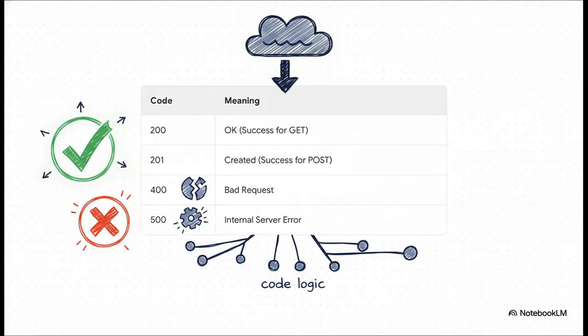Whenever an external system responds, it sends back something called a status code. It's like a little signal telling you how things went. If you see a 200 or 201, you're golden. Everything worked perfectly. But you have to be ready for codes like 400, which basically means you sent me bad data, or 500, which means something broke on my end. Your code has to be smart enough to handle all these different outcomes.